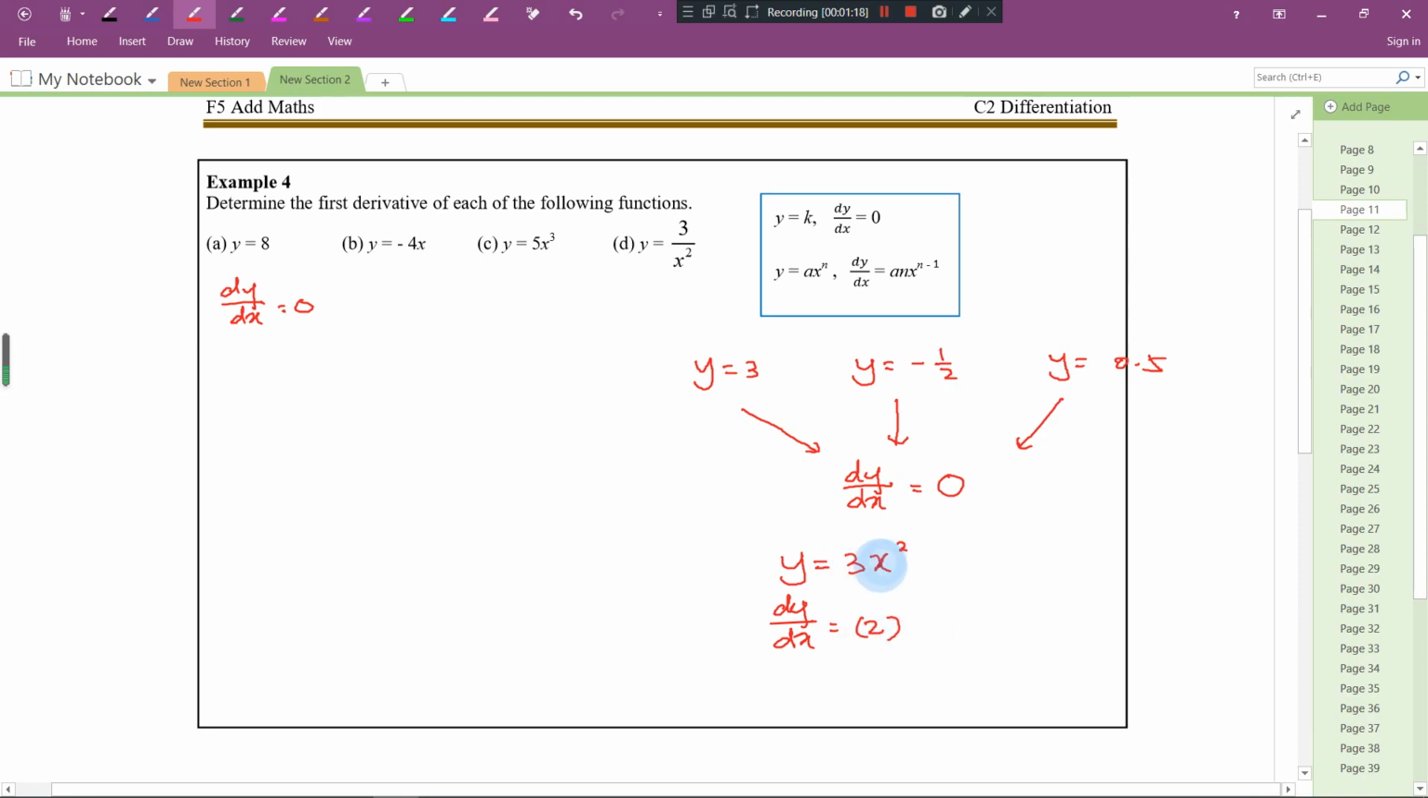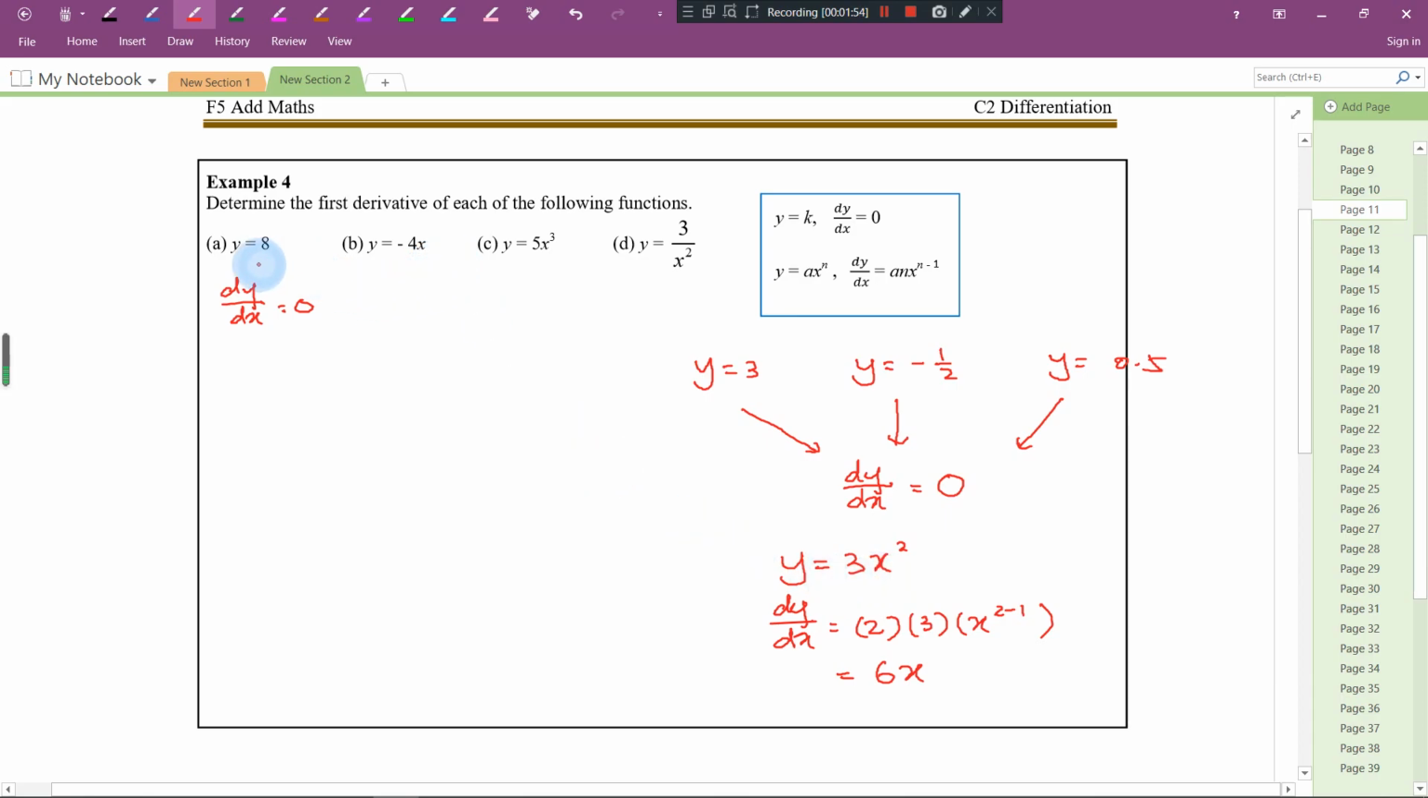Okay, copy this, 3, and copy the x as well. And remember, the power here, you have to minus 1, 2 minus 1. Okay, so this is the answer for the first derivative of that function. 2 times 3, you will get 6, and x, 2 minus 1 is equal to 1. You don't have to write 1 here. Okay, so by using the formula, we can actually get the first derivative of a function easily and also faster compared with the first principle.